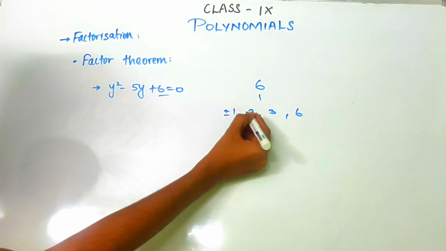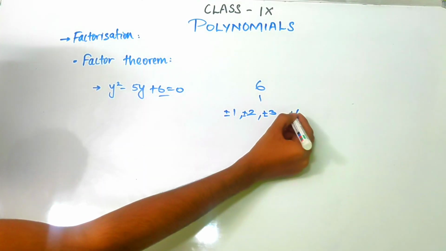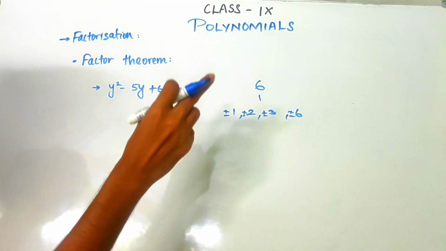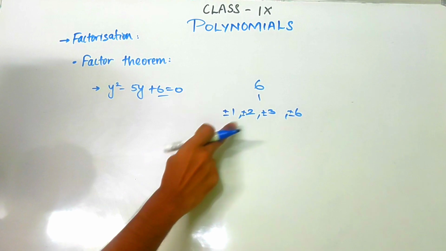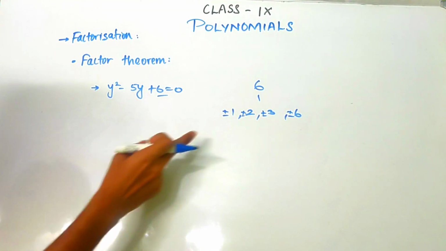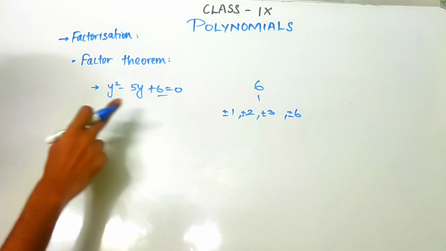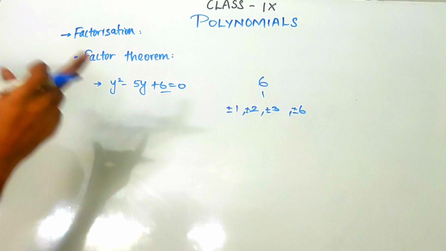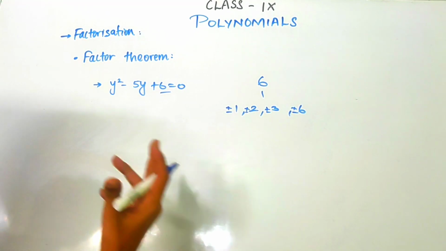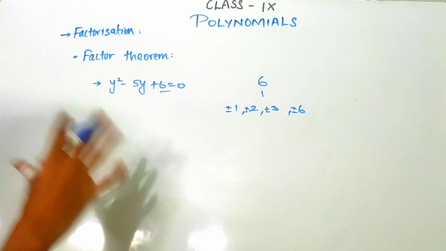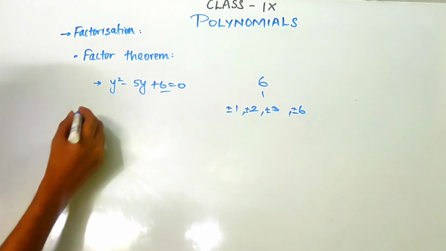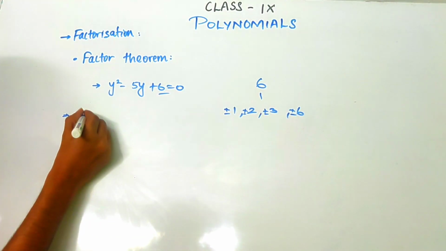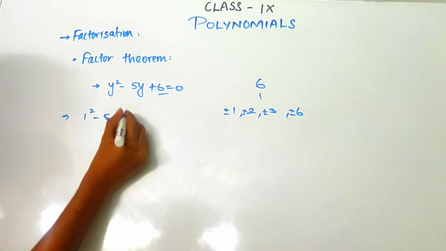So I'll write plus or minus over here. So plus or minus 1, plus or minus 2, plus or minus 3, plus or minus 6. So these include all values such as 1, 2, 3, 6 and minus 1, minus 2, minus 3, minus 6. Now you have to separately substitute all the values over here, in place of y, and check that if you substitute and get the value as 0, then you can represent it in the following representation. So let me try and do that. So first I will be trying for 1. So let me substitute 1 in this case. So 1 square minus 5 times 1 plus 6.